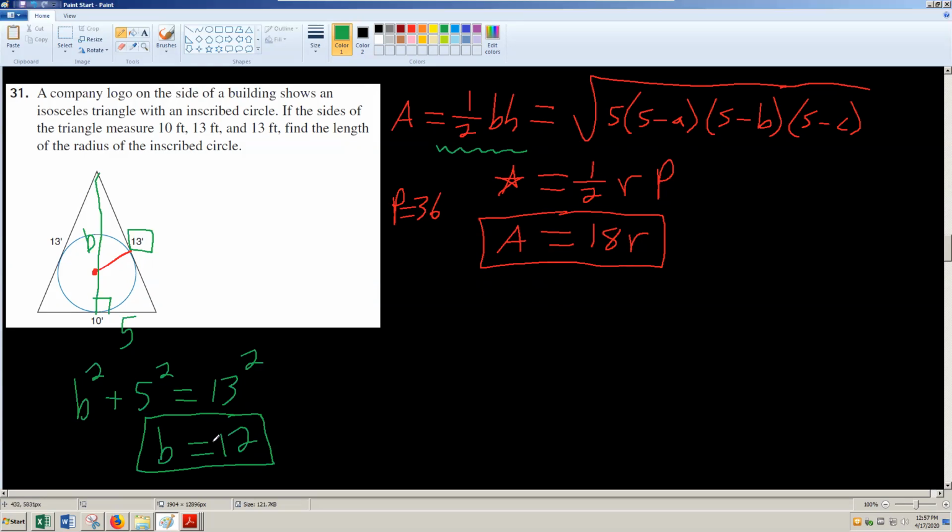Now that I know b equals 12, my height equals 12, my base equals 10. Let's plug these into this equation right here. 1/2 base times height is going to give me 60. So if 60 equals 18r, then I'm going to divide both sides by 18.